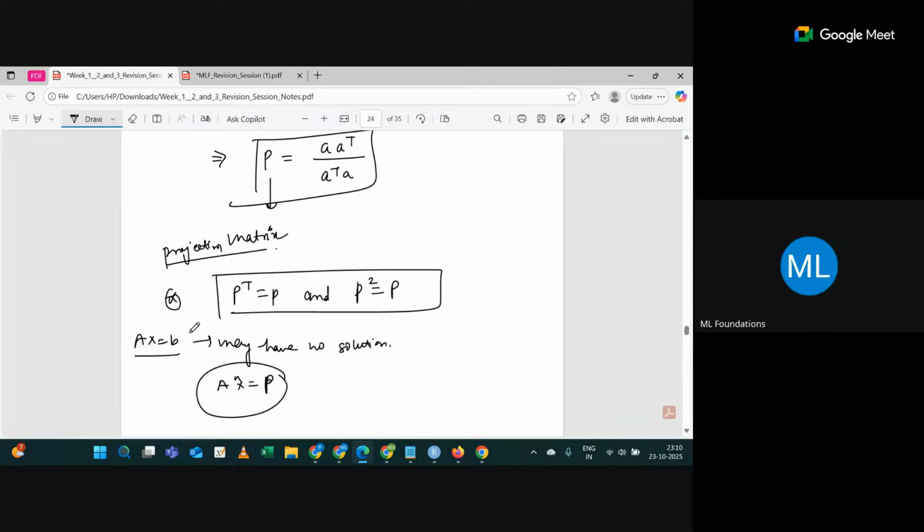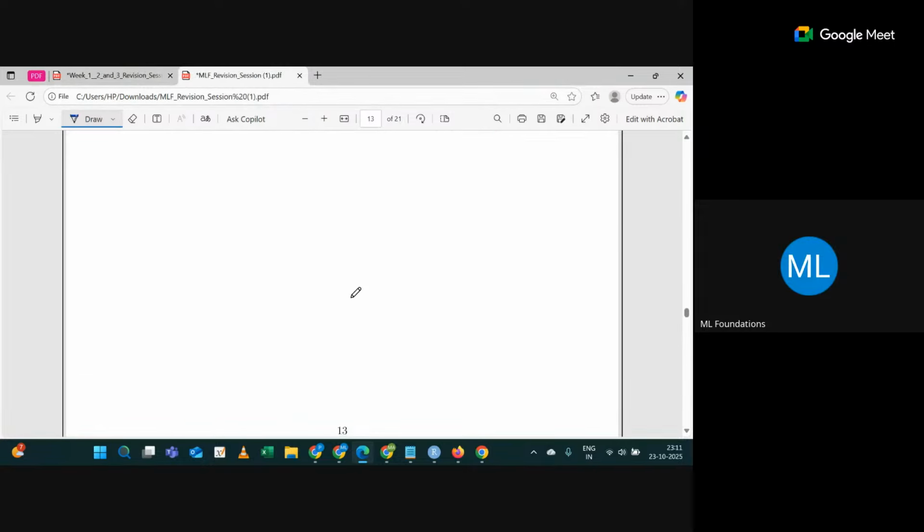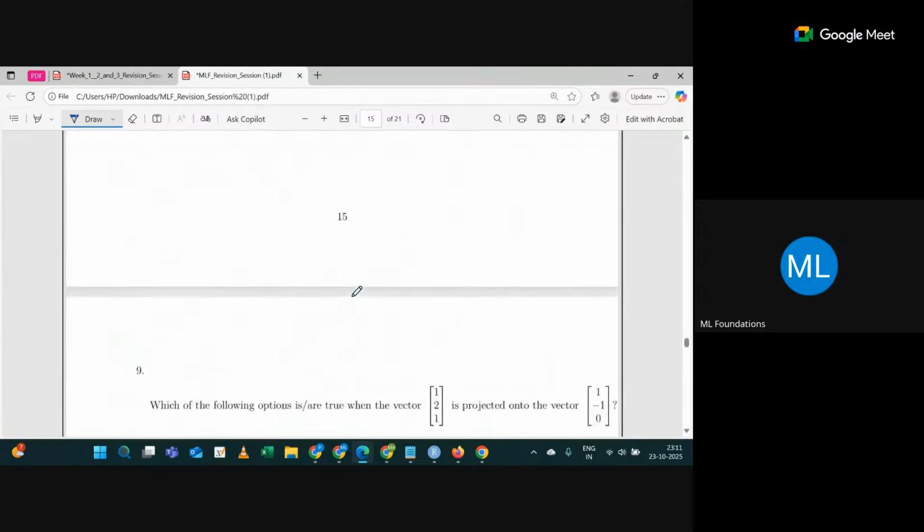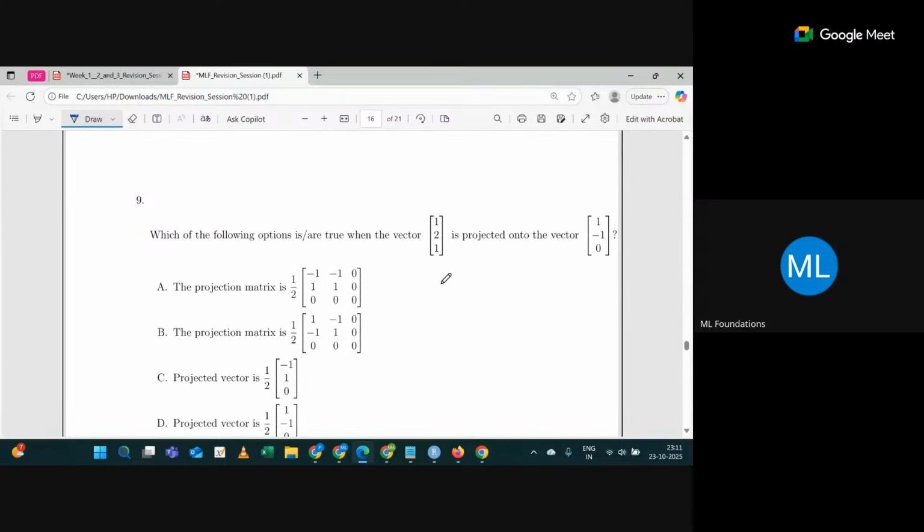There is some derivation also related to this. If you want, we can discuss it in an upcoming session. But as of now, is the idea clear regarding projection? Yes, sir. Okay, so let's try to solve this question. Can you solve this?